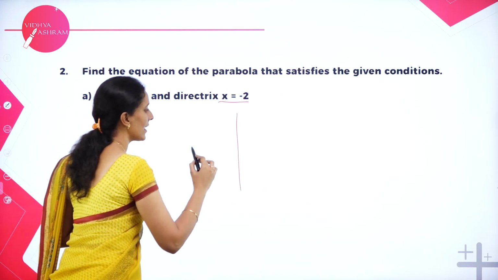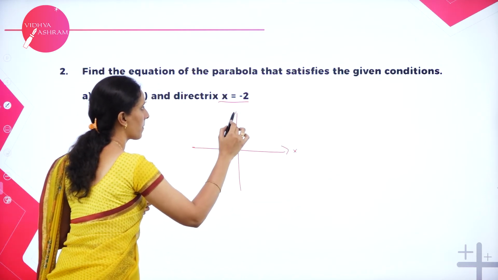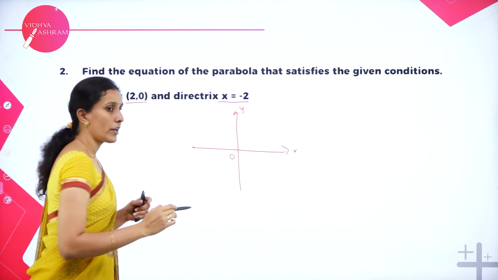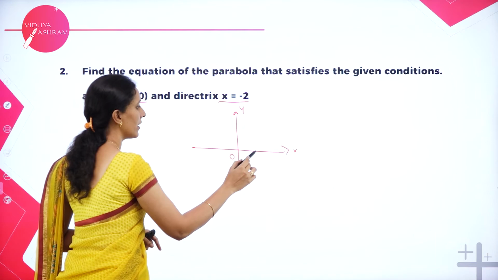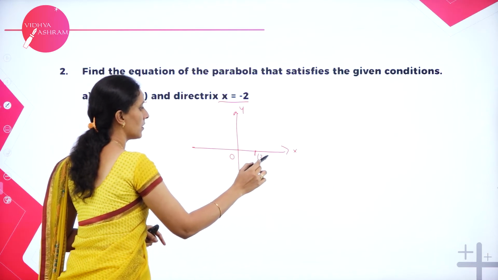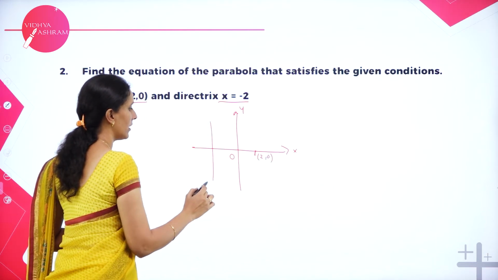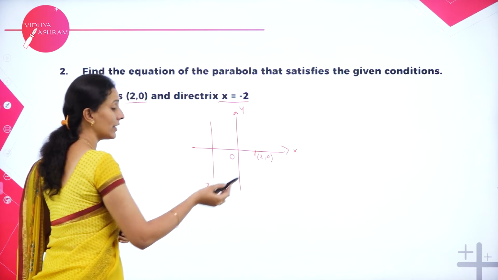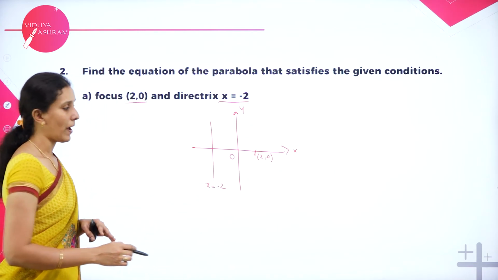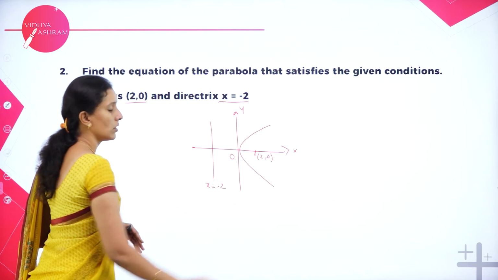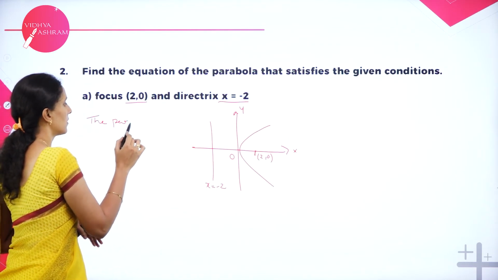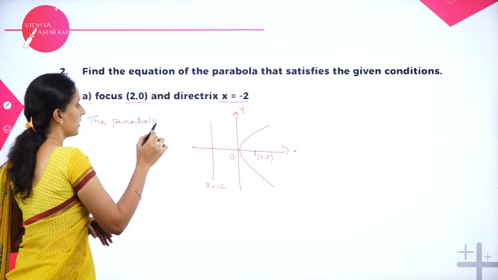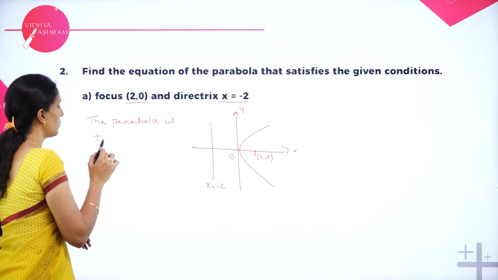If you take this as x and y axis and this is origin, origin is always the vertex of the parabola. 2, 0 means here is the focus. And directrix is here, x is equal to minus 2. So clearly it's a right-handed parabola. So therefore the parabola is towards right.